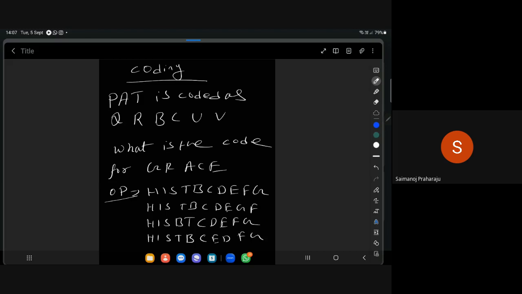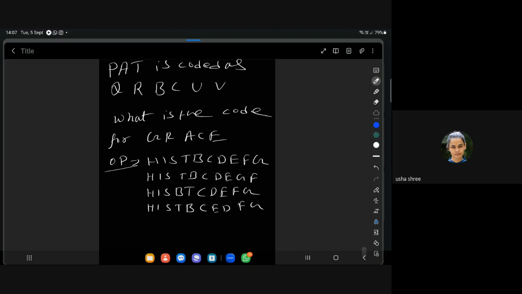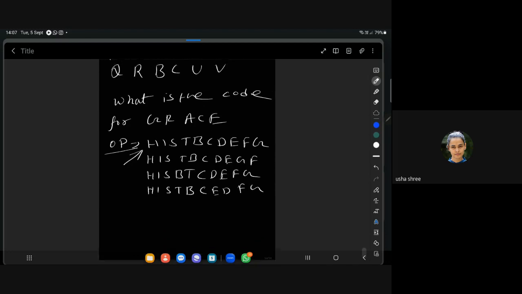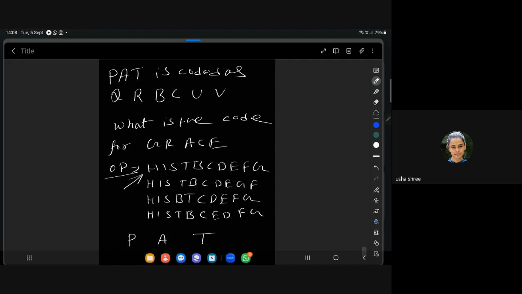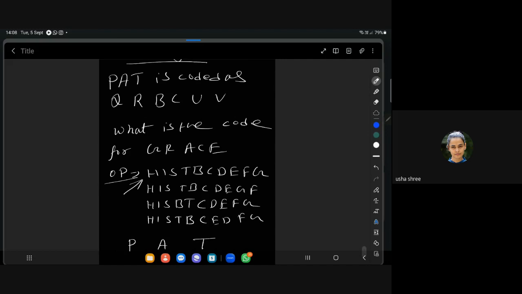How will you solve the problem? Let's try. This is very easy. The first one, HISTBCDEFG. How did you solve? P is coded as QR, A is coded as BC, T is coded as UV. So G will be coded as HI, R will be coded as ST. Means the first one. Yes, you are right.